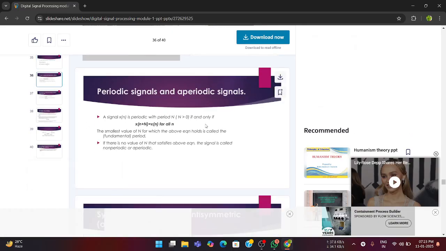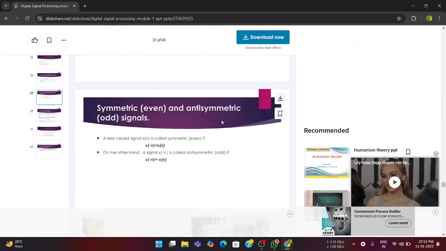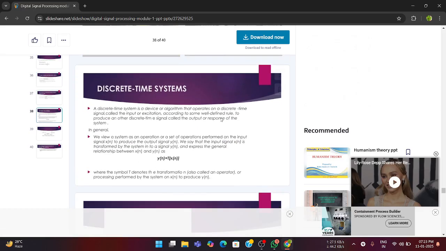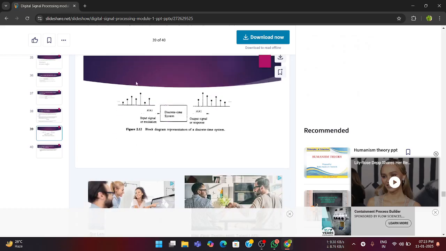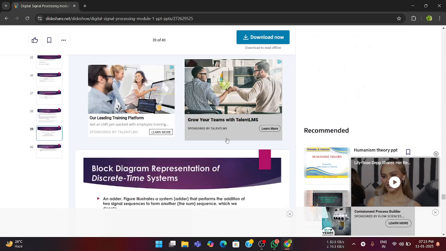Next is periodic versus aperiodic signals. You can go through it. Then discrete time systems, which again we have discussed in the model paper part. In this way the systems are represented.